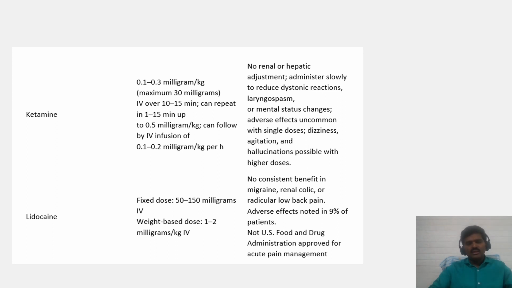Lidocaine is especially used in patients with renal colic. Fixed dose of 50 to 150 milligrams IV, or weight-based 1 to 2 milligrams per kg IV can be used. No consistent benefit in migraine, renal colic, radicular back pain. Adverse effects noted in 9% of patients. It's not an FDA approved administration for acute pain management.